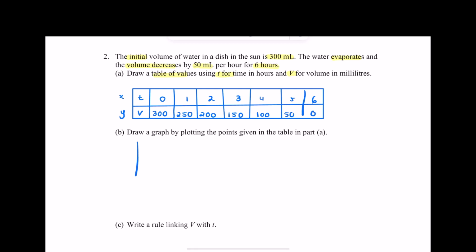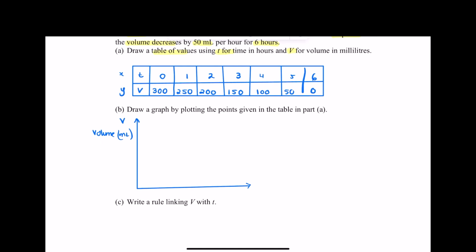Now, draw a graph. Well, to draw a graph, I'm going to need 2 straight lines. There's one, and there is my other one. Now, instead of X and Y, I've got V. This is the volume in millilitres. And along the bottom, I've got time. This is T in hours.